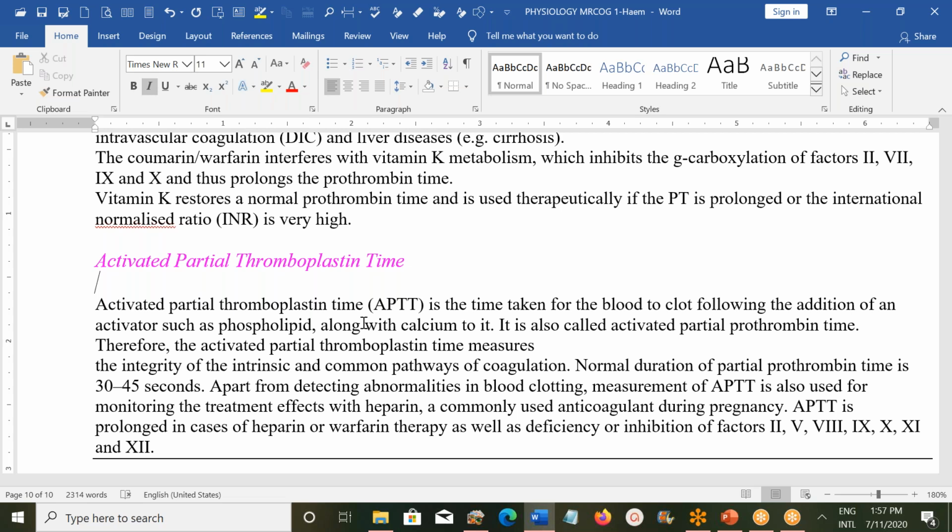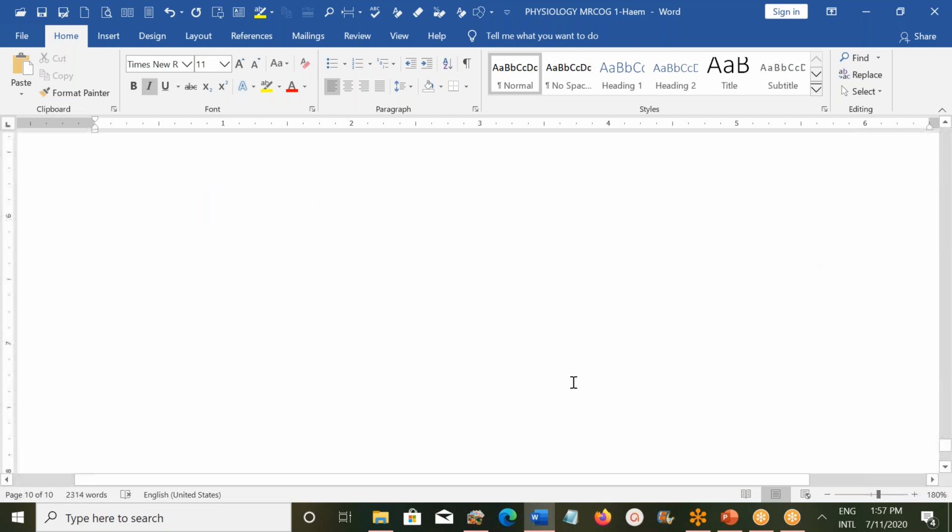Apart from detecting the abnormalities in blood clotting, measurement of the APTT is also used for monitoring the treatment effects with heparin, which is a commonly used anticoagulant during pregnancy. Activated partial thromboplastin time is prolonged in cases of heparin or warfarin therapy, as well as if there is deficiency or inhibition of factor 2, 7, 8, 9, 10, 11, and 12. That is important information that you should remember.